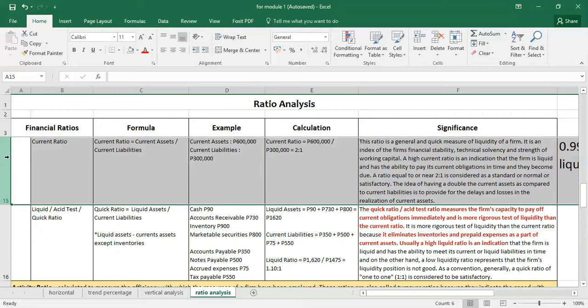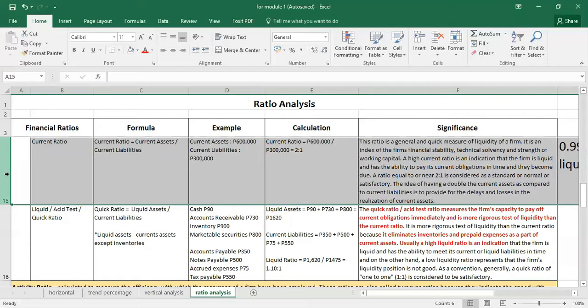natin. Pero the standard talaga, meaning to say, maganda yung performance ng isang firm kung ang ratio na makukuha nyo is 2:1. The idea of having a double current asset as compared to current liabilities is to provide for the delays and losses in the realization of current assets. So again, the higher the current ratio, the better.